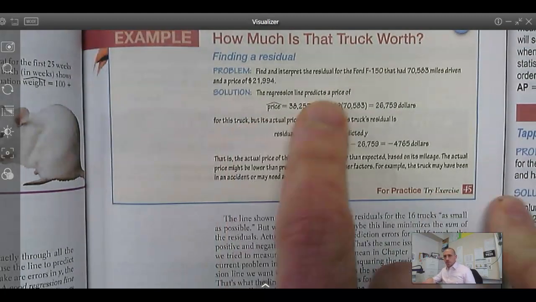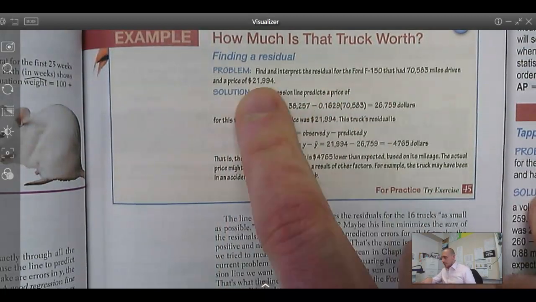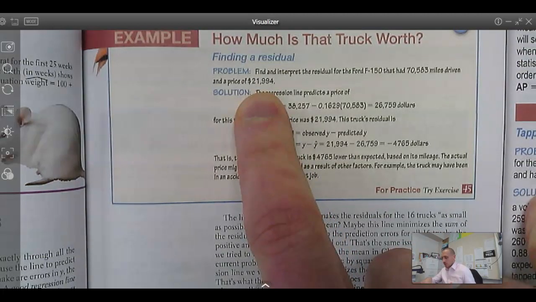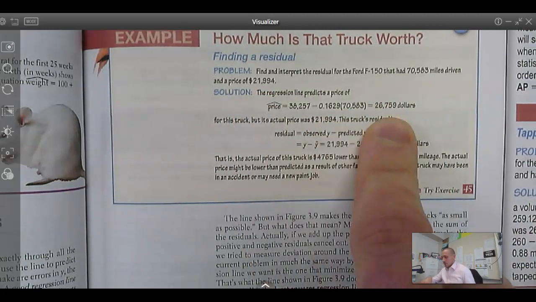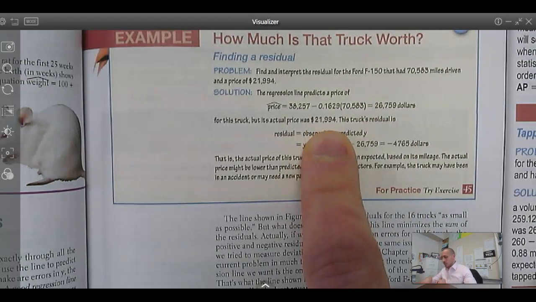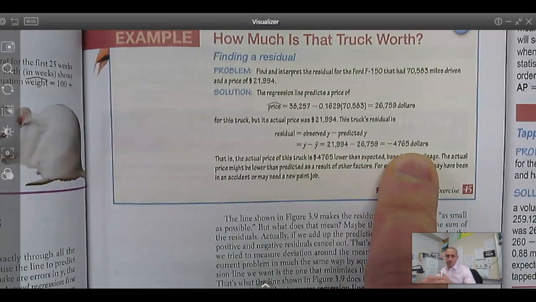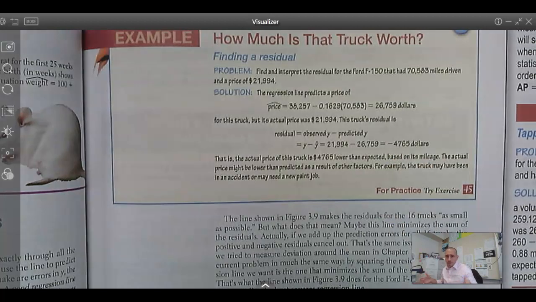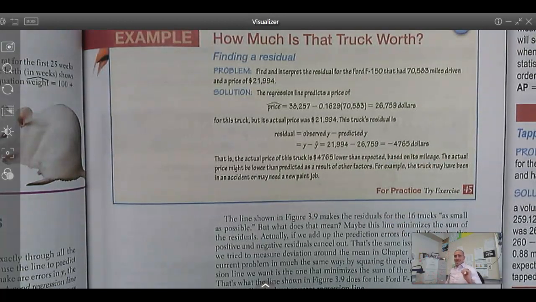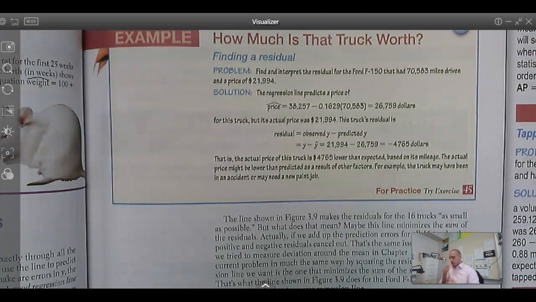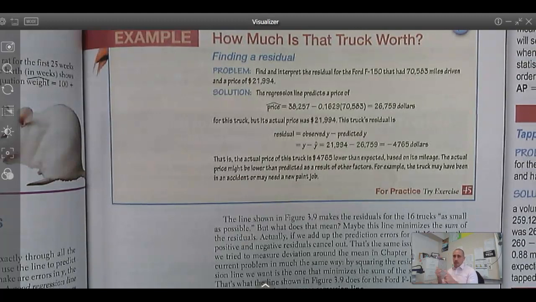So if I want the residual for this one truck that had this many miles and a price of this, well, first I have to get the predicted price. This is the actual price of the truck. So I substitute the number of miles driven, I get this value. That's how much I predict it would sell for, but it actually sold for this $21,994. So I take that actual minus the predicted. This residual is negative about $4,800. What does that mean? You have to be able to interpret this. It means the actual price of the truck was about $4,800 less than the predicted price, sale price. All right, so it's finding residuals and then interpreting them.